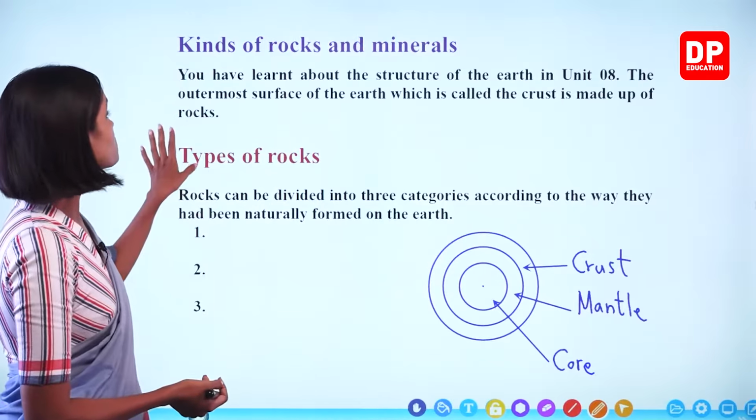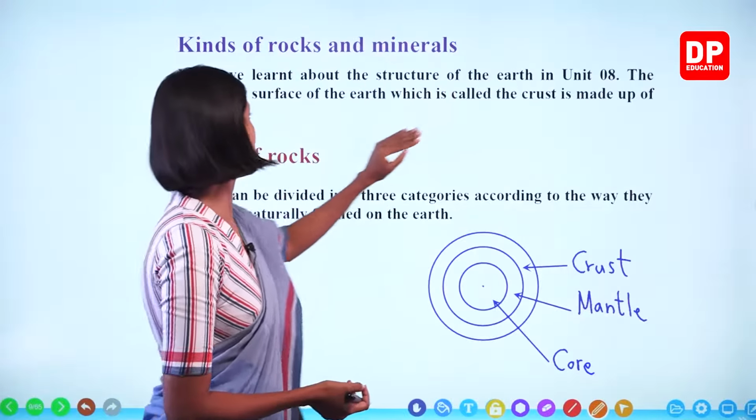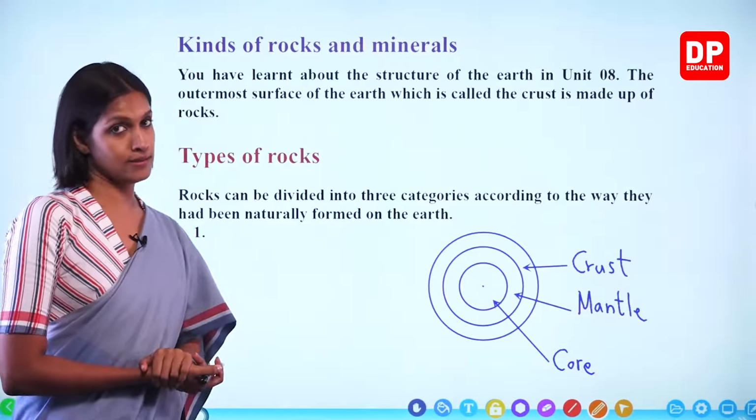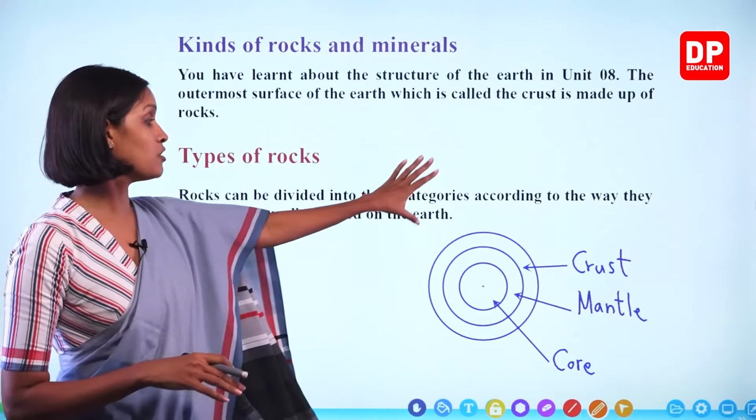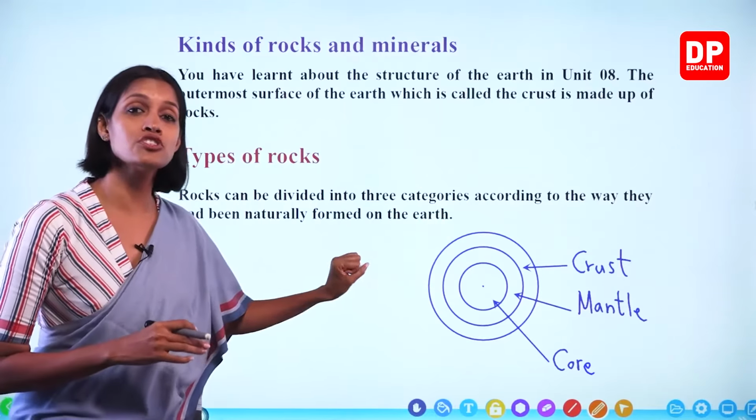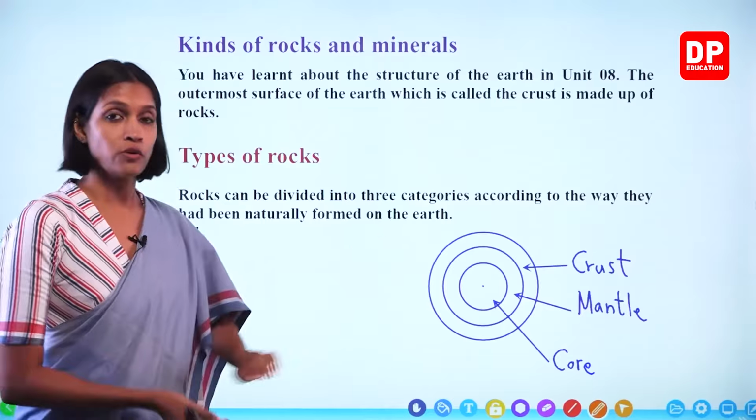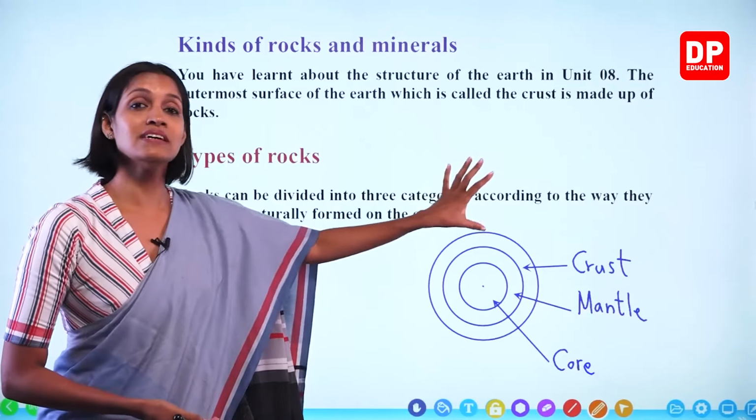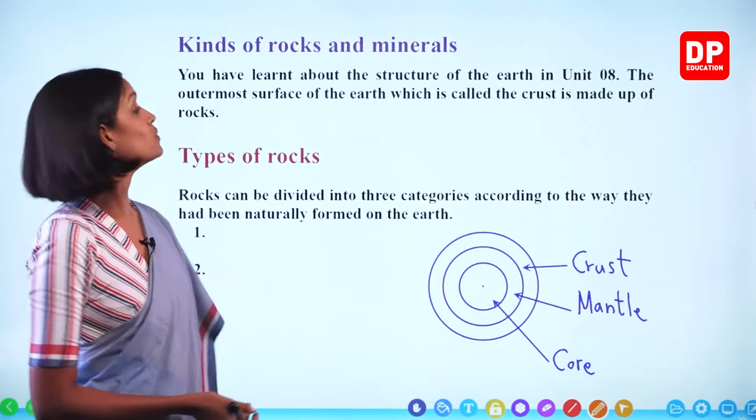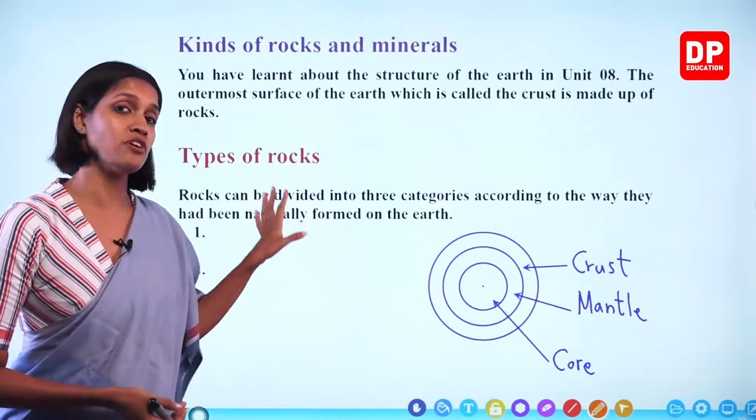So the outermost surface of the earth, which is called the crust, is made up of rocks. There we learned what the different types of elements present are. It is made up of rocks and soil. And in the soil lesson, we learned something called the soil profile. So the rocks and soil, everything is present in the crust part of the earth. So first we are going to learn about the different types of rocks.